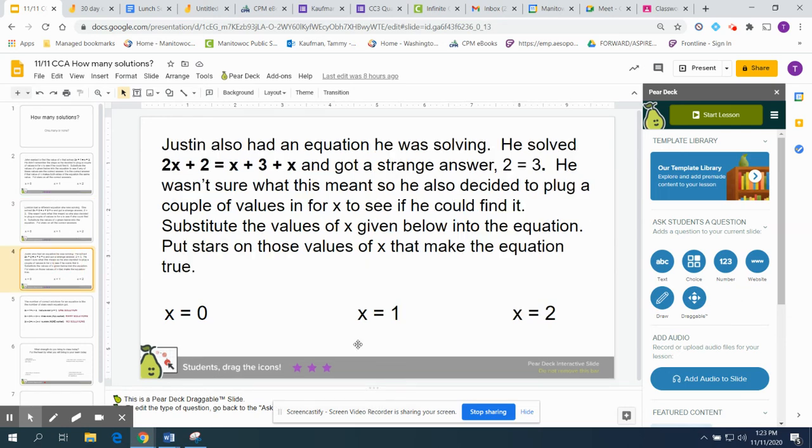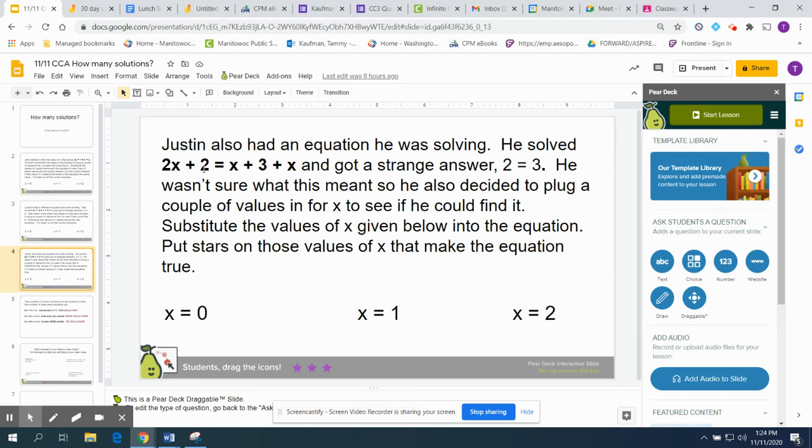And then one more that we look at, we have the equation 2x plus 2 is equal to x plus 3 plus x. Do my balance sets, and I'm left with 2 is equal to 3. So I want to see if any of these work. I put in 0. Well, 2 and 3. 2 is not equal to 3. So 0 doesn't work. Try 1. Well, 2 plus 2 is 4 on the left side, and 1 plus 3 plus 1 is 5 on the right side. So 4 is not equal to 5. That doesn't work.